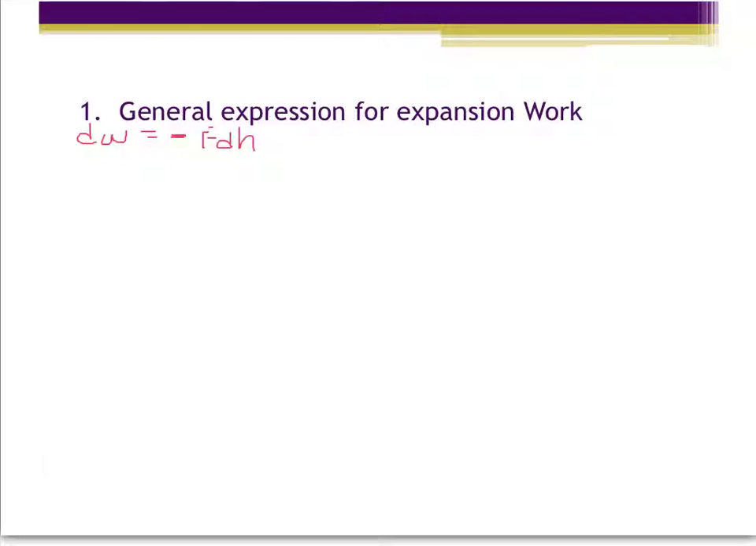When we're talking about a small change in work, that's what these d's represent. dW is equal to negative force times change in height. Then that's our basic equation. But there are some things that we can relate to this. If we're talking about an expansion process with a constant external pressure, then we can relate this work to pressure.